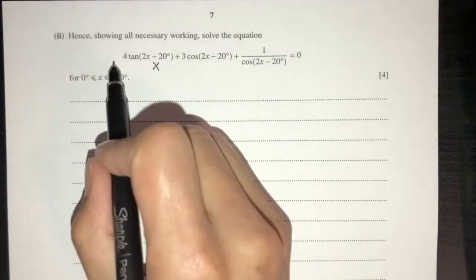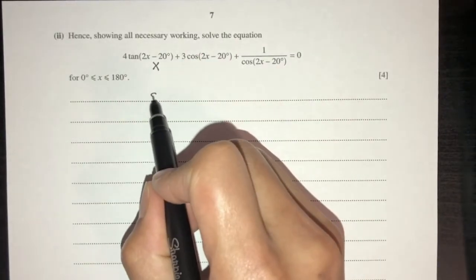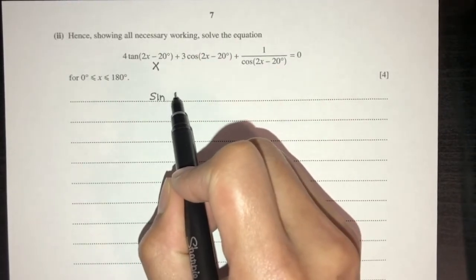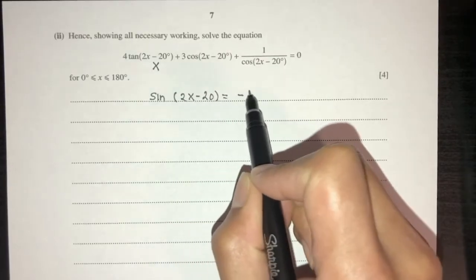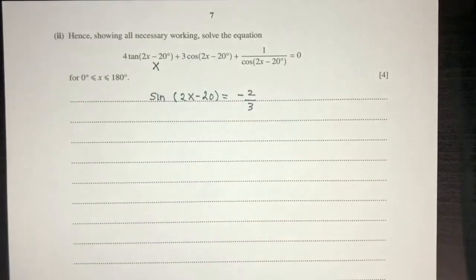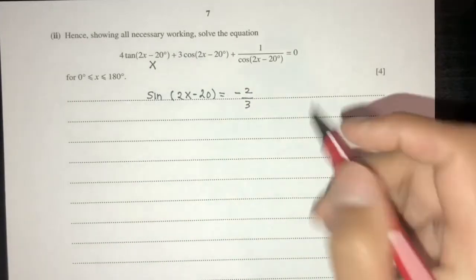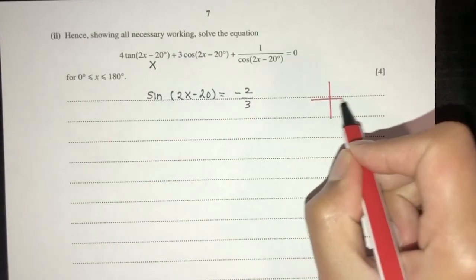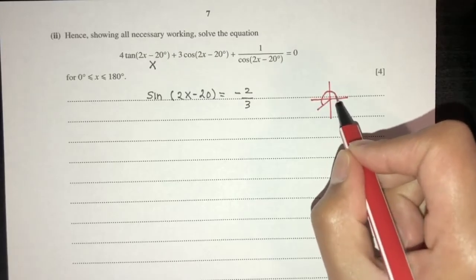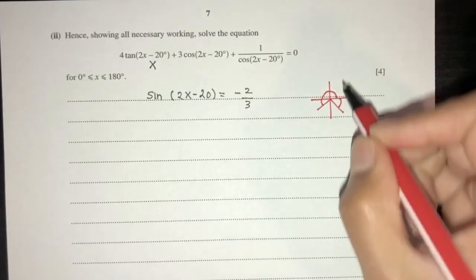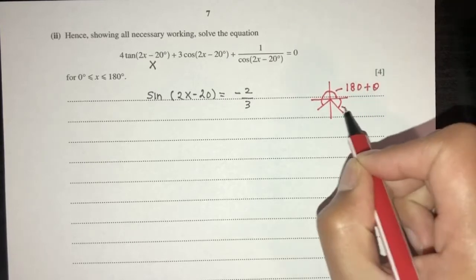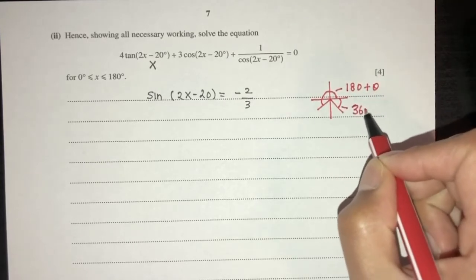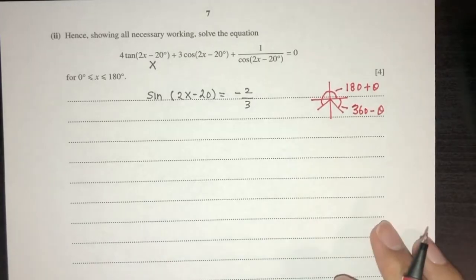So let's do that. So this whole thing will become sine of 2x minus 20 is equal to minus 2 over 3. Now you guys must know by now, when sine is negative, your answer will be in your third quadrant and your fourth quadrant. So third quadrant is 180 plus theta, and this will be 360 minus theta. So first let's find the value of theta.